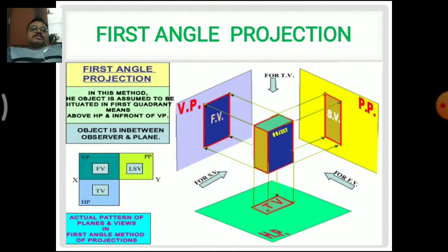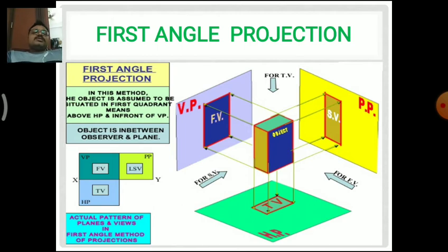So there we can see the first angle projection method. In this method, the object is assumed to be situated in the first quadrant, that means above the HP line and in front of the vertical plane. So above the horizontal plane and in front of the vertical plane, and the object is between the observer and the plane. So the object is projected between the observer and the plane.